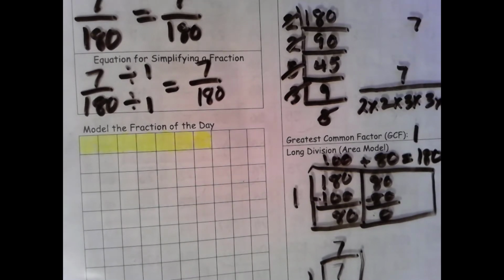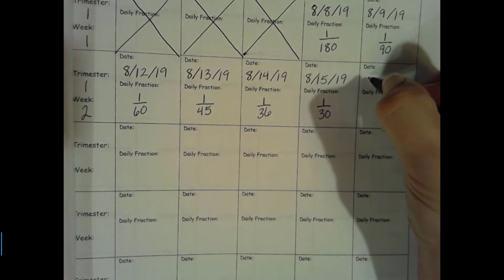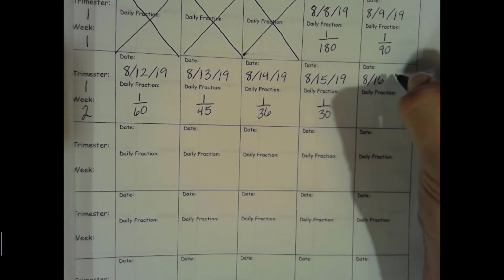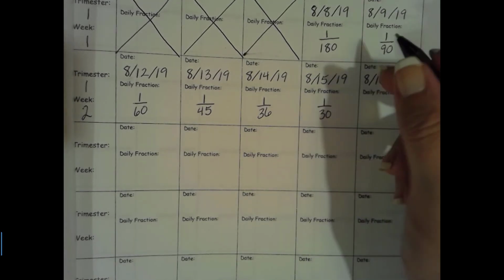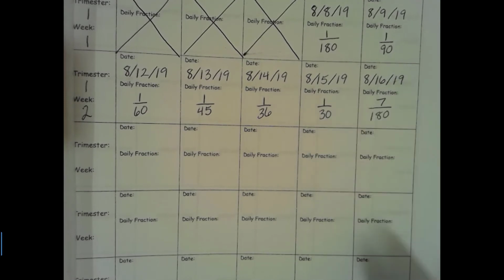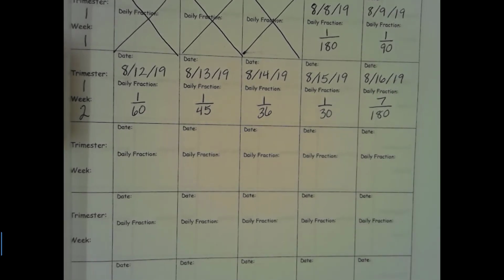And let's go ahead and write it in our data collection page. Okay, trimester 1, week 2. Today's date is 8/16/19. And our fraction for today is 7/180ths. We have 7 as that prime number. That is not a common factor with anything in 180.